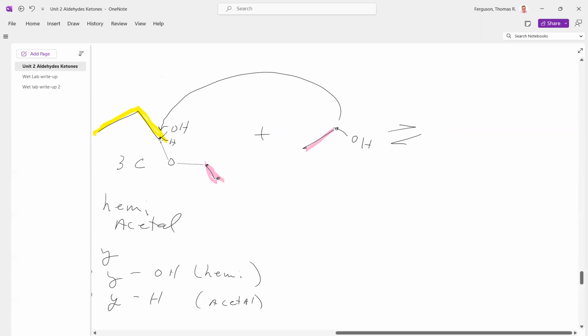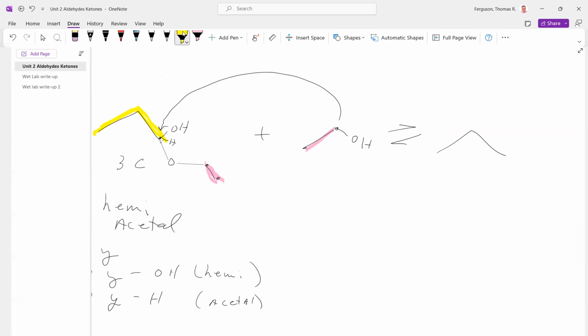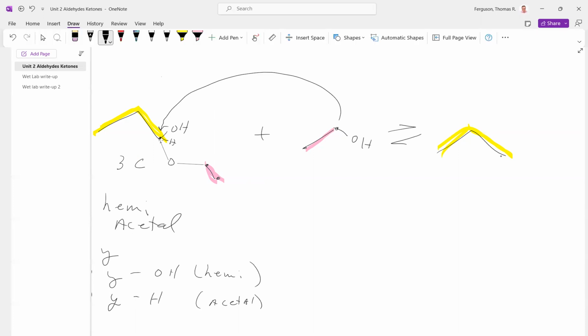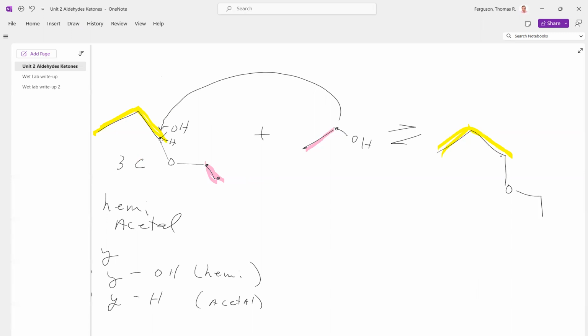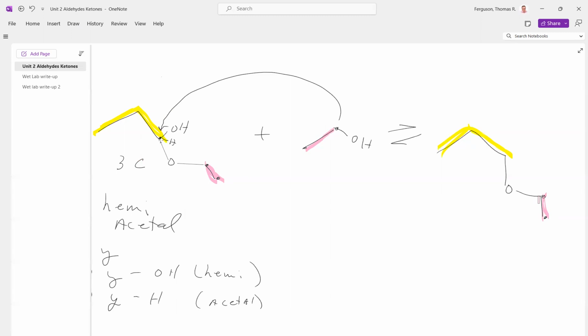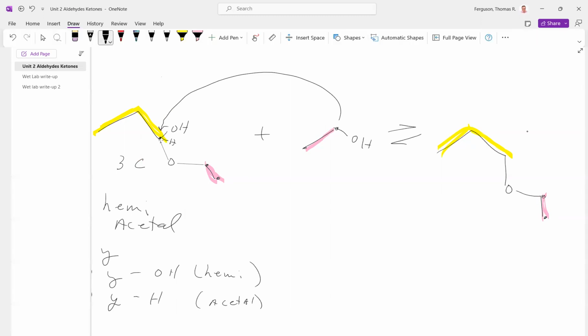So now we're going to have two alcohol extensions coming off of that original anomeric carbon. So we've got the backbone. That always remains. The original aldehyde or ketone backbone remains throughout this reaction. Okay, and this is what we started with. We started with the hemiacetal. So this was the original alcohol that was attached. And now we've got another one here.